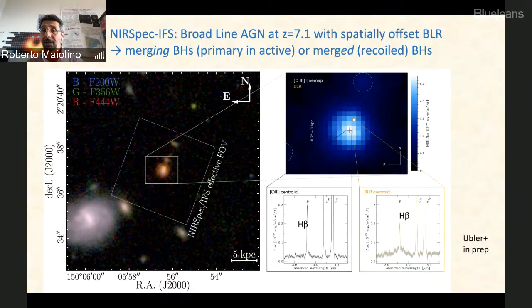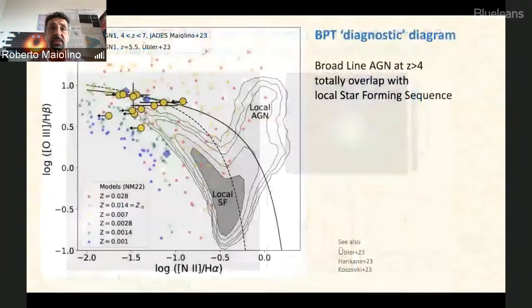But it could also be a black hole which just merged and we are seeing the recoil effect. So this is a very interesting result.